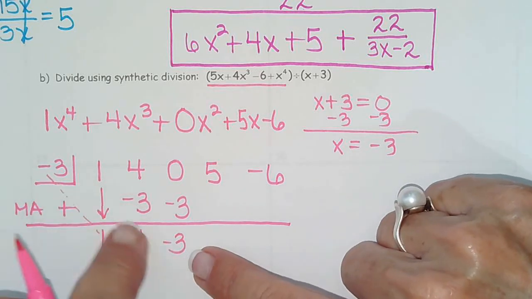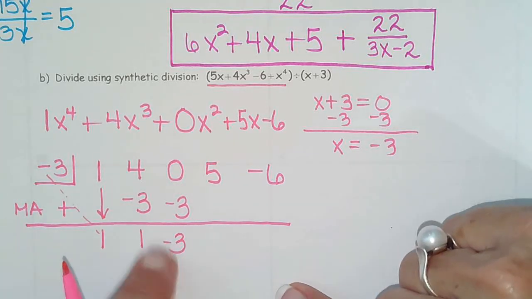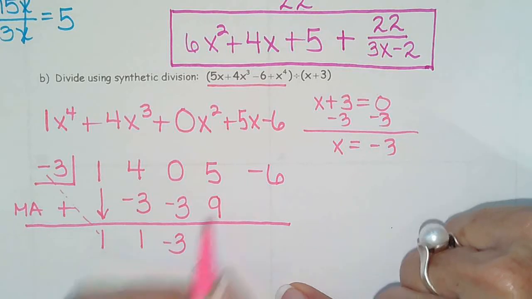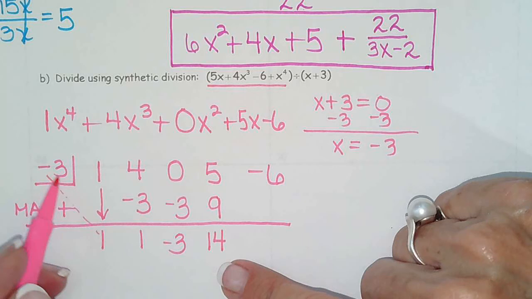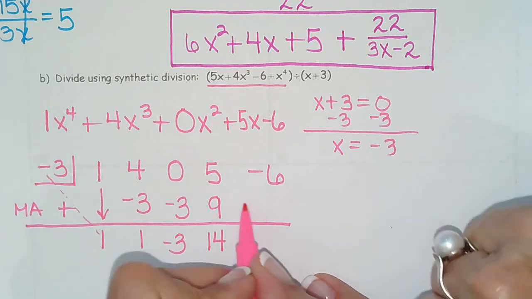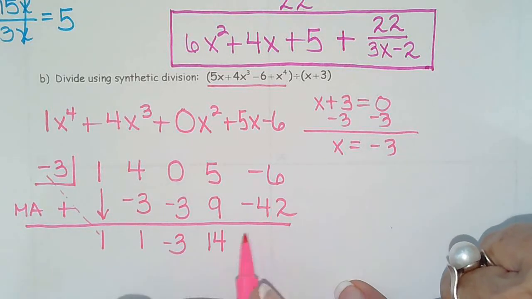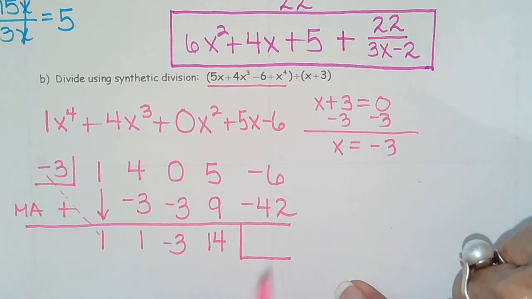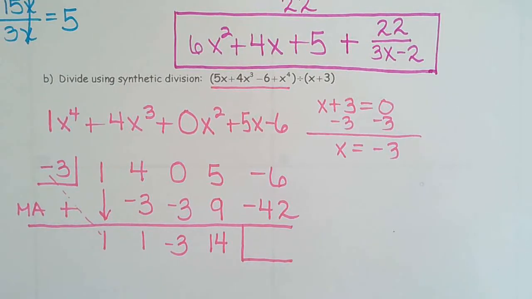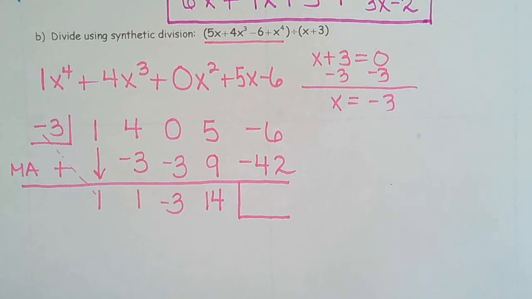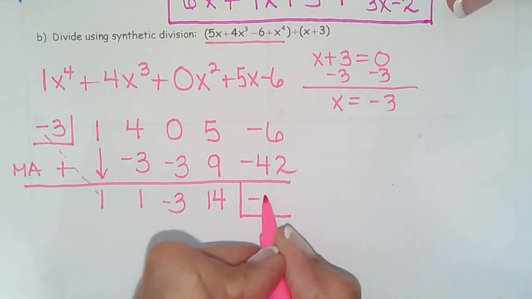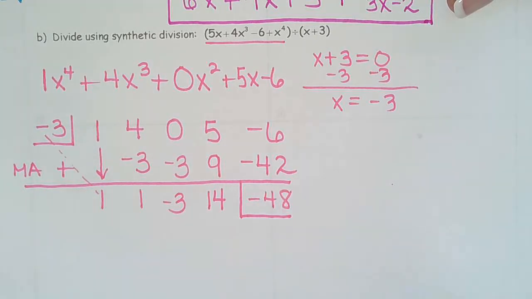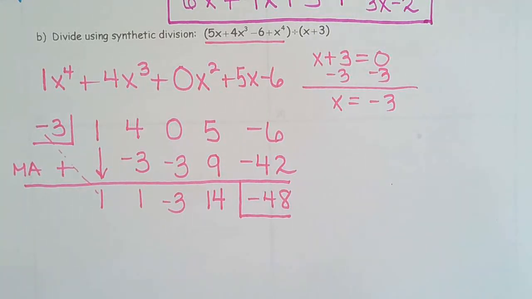Then we multiply on the diagonal, positive 9. Then we add. 5 plus 9 is 14. Then we multiply on the diagonal, negative 42. And remember, this last one's a remainder, so it should also be in the box so you don't accidentally call it your constant. So negative 6 plus negative 42, when the signs are the same, you add and keep the sign. So now we only have one more job left.